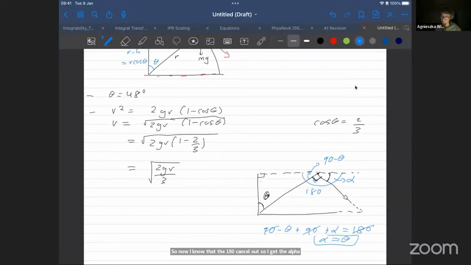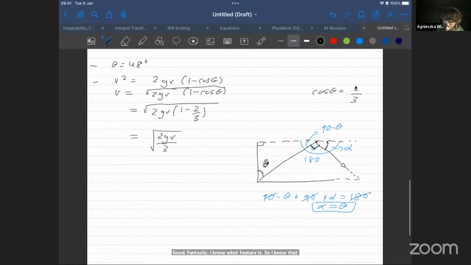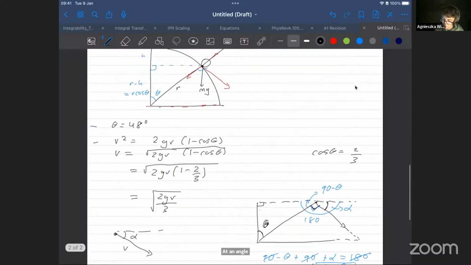Good, fantastic. I know what theta is, so if I reduce the problem to its main components, I have a ball which leaves the surface of the sphere with a velocity v at an angle alpha, like that. And obviously, sorry, I should probably stop saying obviously, because it might not be obvious.